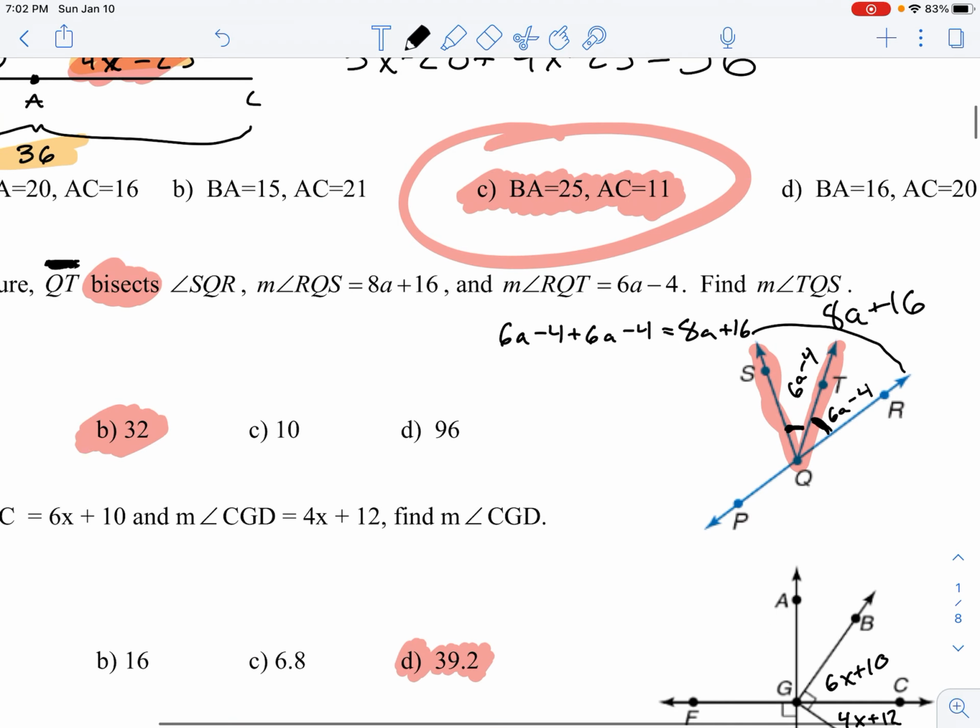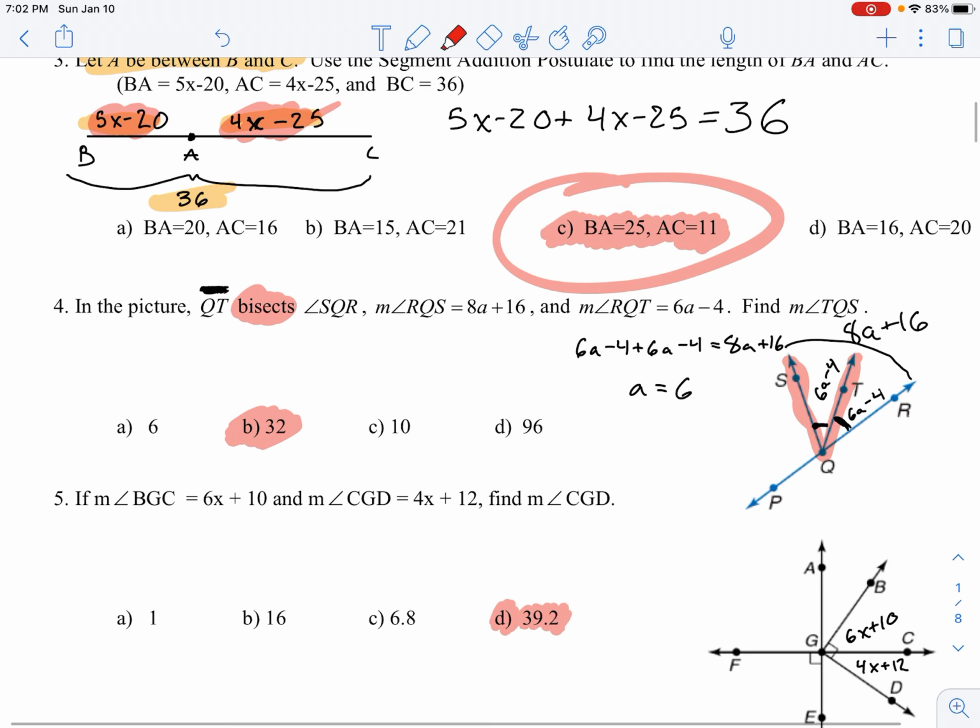I think what I ended up getting was a equals 6 when I solved that, which is another point I wanted to bring up. If you're not careful, you could just circle 6 on the semester test and do everything right but still get the question wrong because you didn't finish reading the directions. The directions say to find TQS, not figure out what a is equal to. After you plug that back into the 6a minus 4, you're going to end up getting 32 instead of 6.